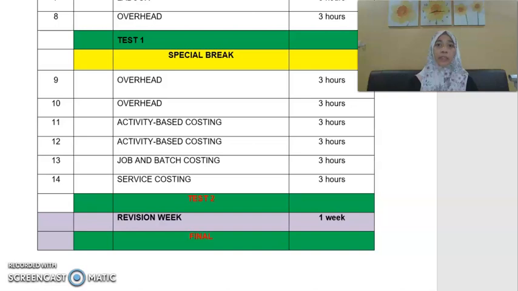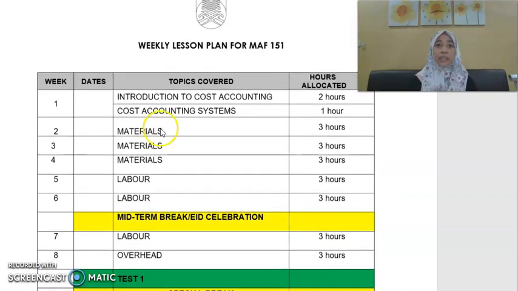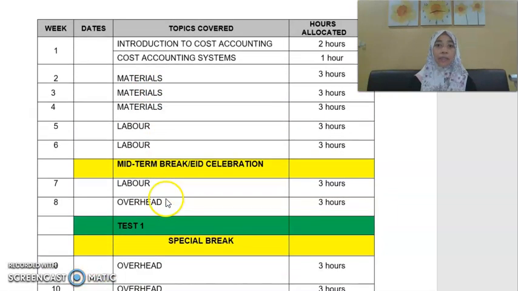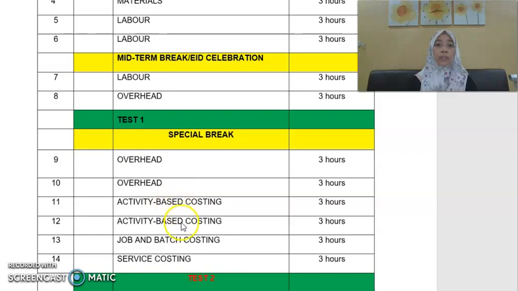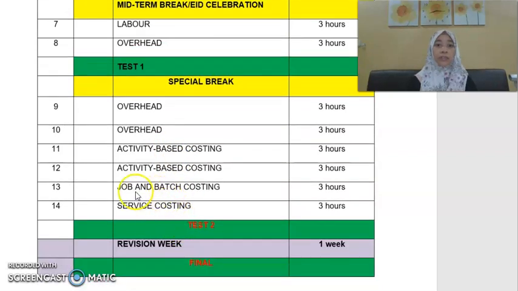Again, we look into the MAF151. Okay, we look into the syllabus of MAF151. As I mentioned earlier, after you look into the elements of cost, then you go into the costing methods. So the first one is you look into the job and batch costing.